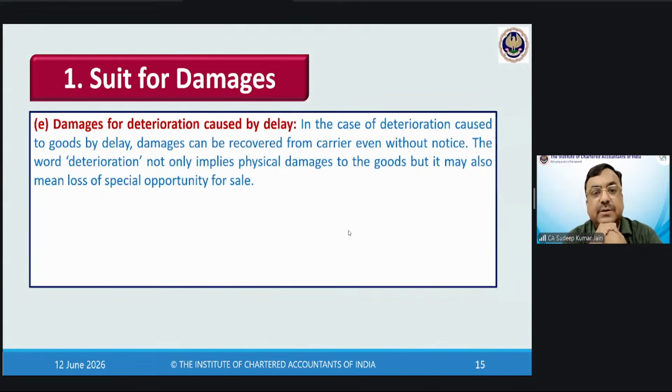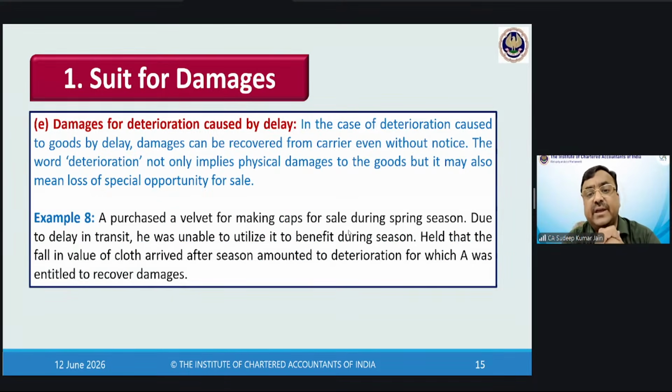Damages for deterioration caused by delay. If any loss arises due to the delay in supply, that is called deterioration by delay. In case of deterioration caused to the goods by delay, damages can be recovered from the carrier even without notice. The word deterioration not only implies physical damage to the goods, but it may also be the loss of a special opportunity for sale.